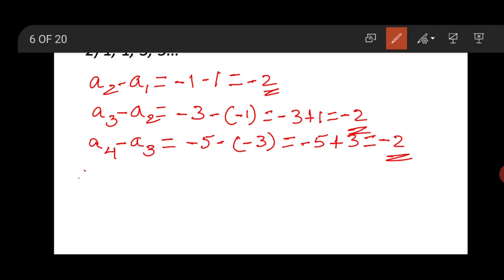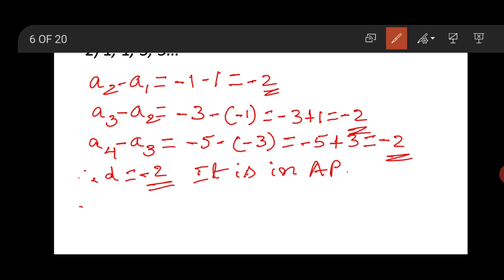Therefore D is equal to minus 2. All are the same. Therefore it is also in AP. If it is in AP, then what are the next two terms? What is the last term here?